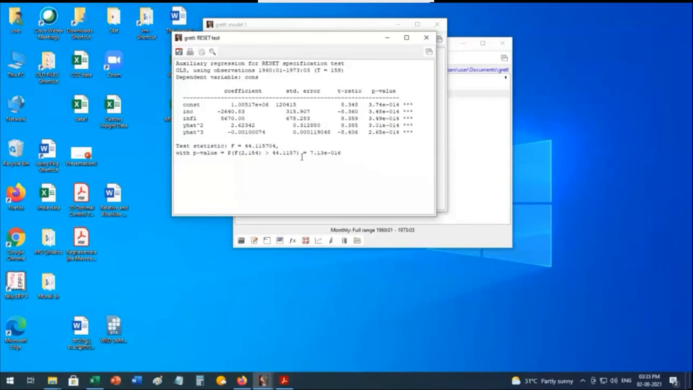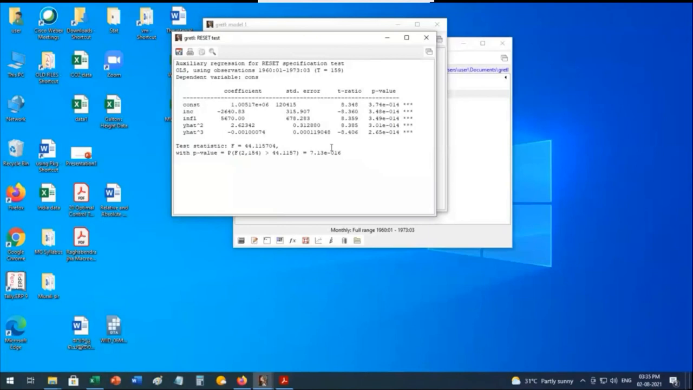See here we have E minus. That means the p-value is 0. P-value is 0 means it is less than 5%, our conventional alpha significance level. So we reject the null hypothesis. What is our null hypothesis? No specification error. We reject that null hypothesis.